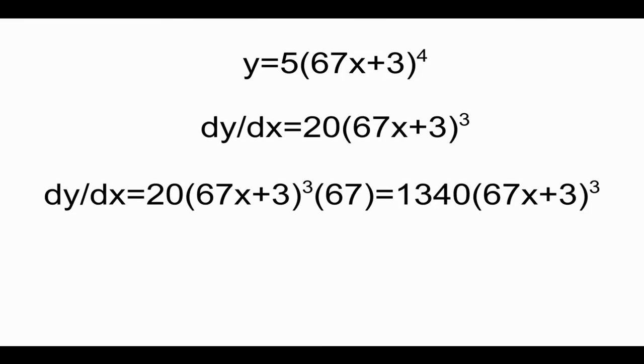So you just have to look at the equation you're finding the derivative of, find the derivative of the outside of the parentheses, and then multiply by the derivative of the inside of the parentheses. And that's all the chain rule is. So it's actually pretty simple.